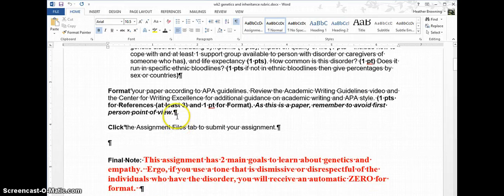Okay, and then again, 3 references. It's like it's old hat now.